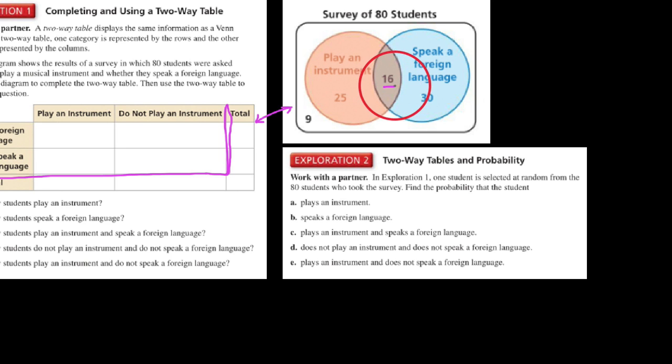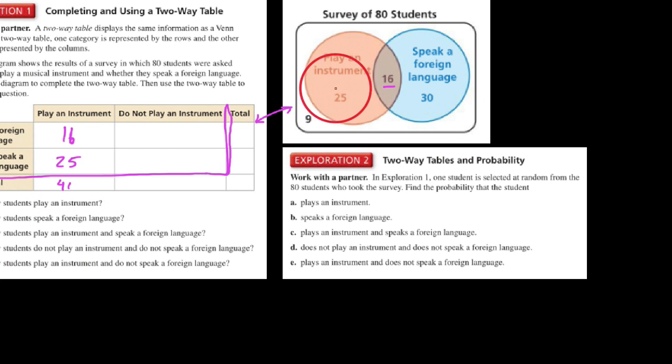It seems to me that there are 16 students that do both play an instrument and speak a foreign language. So with respect to where that lies on the table, we would look for play an instrument and speak a foreign language, and those two things intersect in this cell of the table. So we get 16 students that both play an instrument and speak a foreign language. Now, how many students play an instrument but do not speak a foreign language? It's really just this outer portion of our Venn diagram, so it would be the 25 out here, not the 16 in the middle. For the total playing an instrument, we add the 25 and the 16 together, and we get 41 total students.